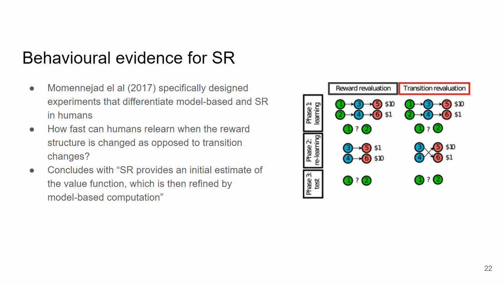So if we change the reward, then model-based and successor representation learn equally. If you change the dynamics, then model-based learns faster. Yeah, that's right. It doesn't seem to me like you can still differentiate. Anyways, sorry.